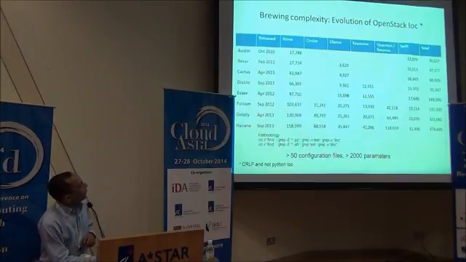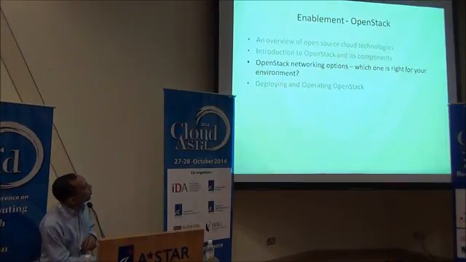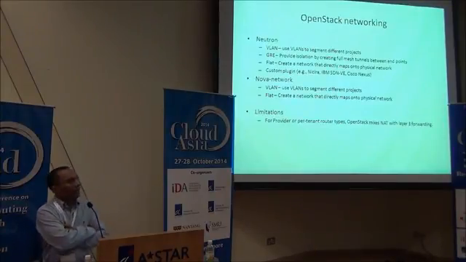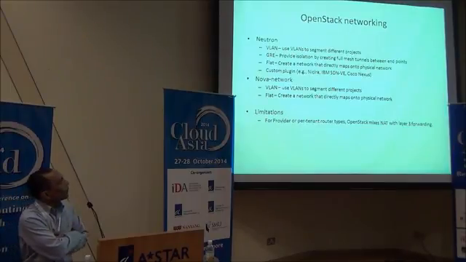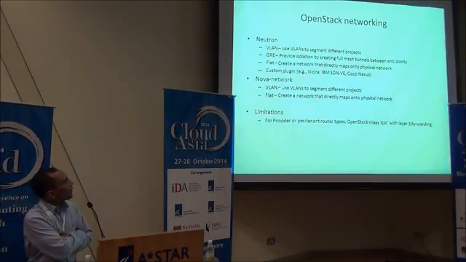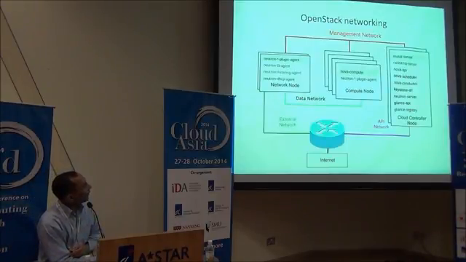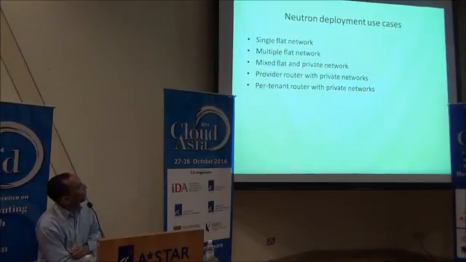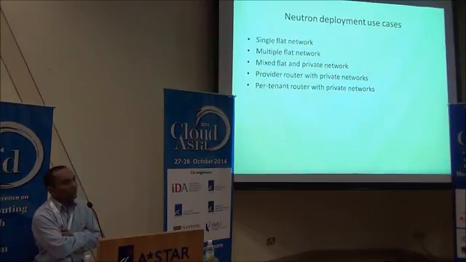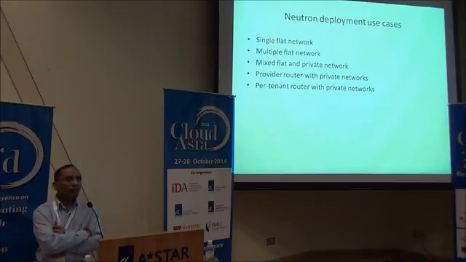So what are the choices in the OpenStack network? Neutron allows you VLAN. You can have full mesh tunnels, you can have flat network. Nova network is a little simpler: you can have VLAN or you can have flat network. So keep this diagram in mind. Neutron deployment has 5 use cases. So which one is right for you?